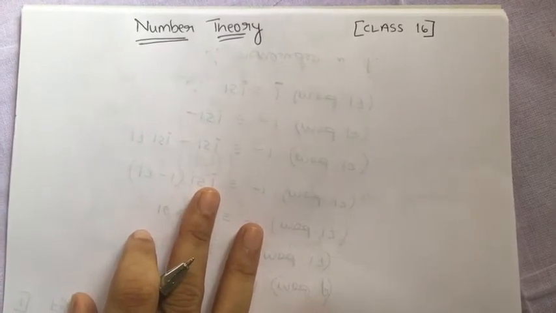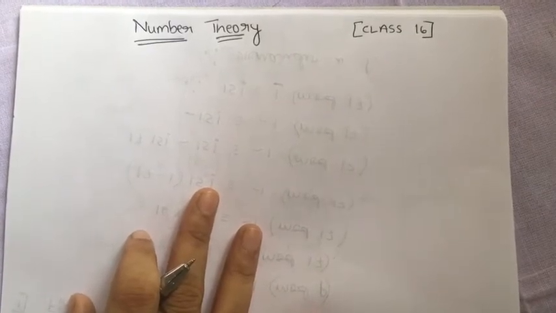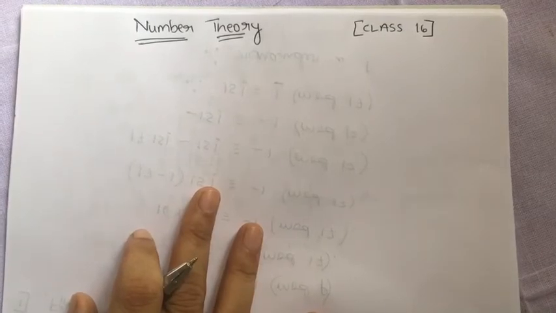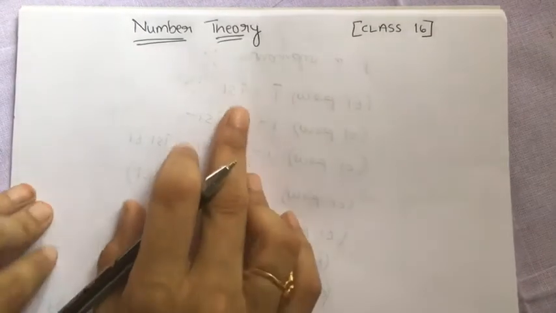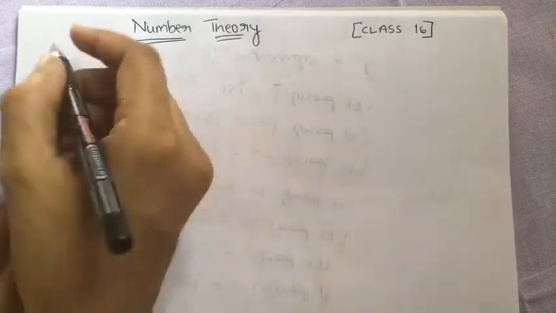Today's class I'm going to solve a few problems based on Wilson's theorem and Fermat's theorem, and later we'll discuss Euler's phi function. One problem I have solved in my last video. I'll take up this second problem.